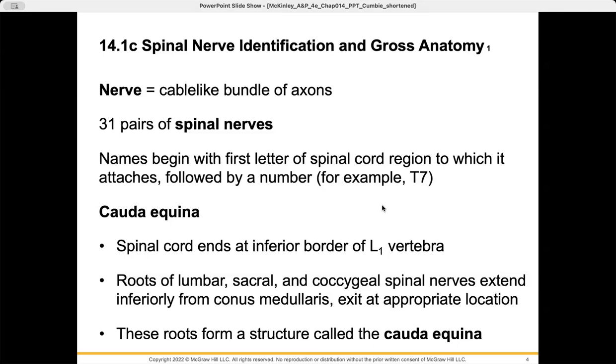We learned in the brain that there are 12 pairs of cranial nerves. As far as the spinal nerves go, there are 31 pairs. We're not going to memorize all of them by name, but we know that a lot of them group together in these bundles called plexi. The last structure is called the cauda equina. This is going to be at the inferior border of L1, your lumbar vertebrae, and we end up getting a bunch of nerves culminating there. It looks like a horse's tail, which is where we get the word cauda equina, which means horse tail.